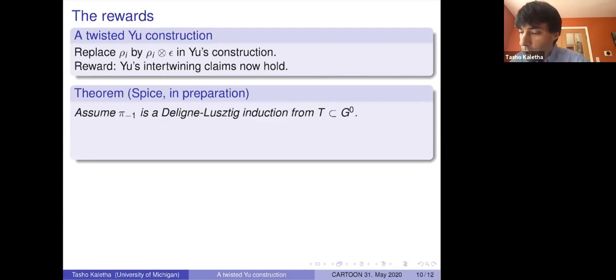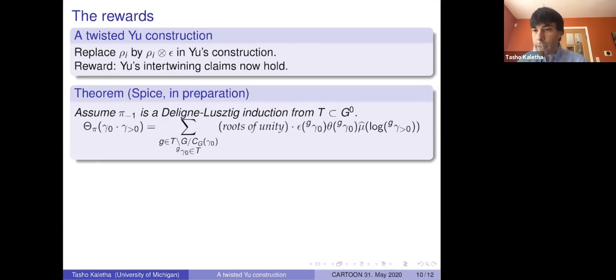So in that situation, this is what Lawrence Spice says the character formula looks like. Again, you're going to break the element gamma into a head and a tail, only now you're breaking it at depth 0 rather than the depth of the representation. Again, you look at the different ways in which you can conjugate the head into the torus T. You have the same roots of unity you had before, but you also have the twisting character here. And then the rest is as before, the character theta, and then the Fourier transform of the orbital integral.